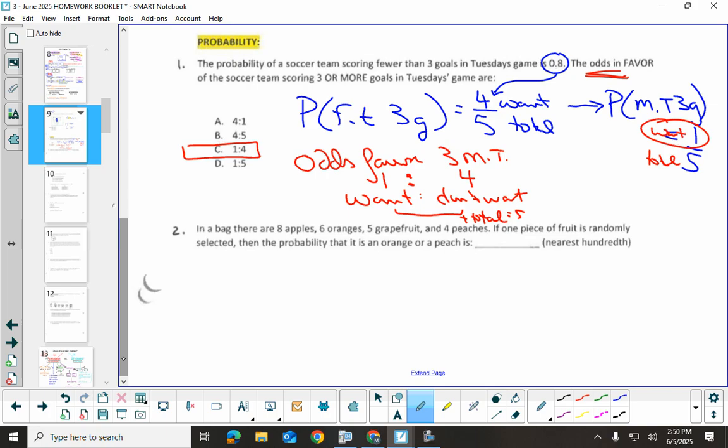So here's another, so again, now it says probability. So probability is want over total. In a bag, there's 8 apples, 6 oranges, 5 grapefruits, and 4 peaches. If one piece of fruit is randomly selected, then what's the probability that it's an orange or a peach? Well, how many oranges do you have? 6. How many peaches do you have? 4. And what do we know or means? Add. So we want 10 pieces of fruit out of a total of, I think it's 23.